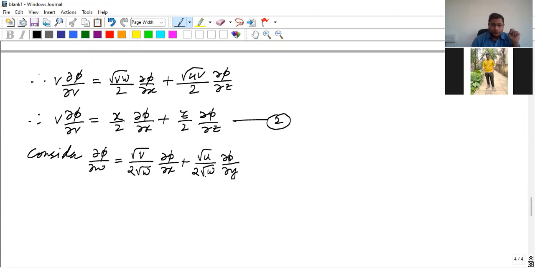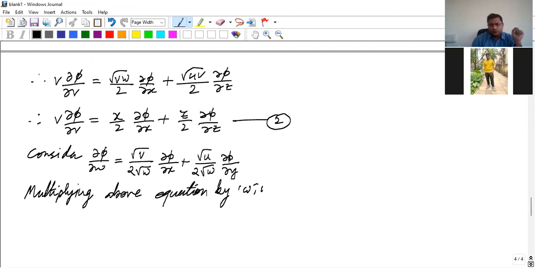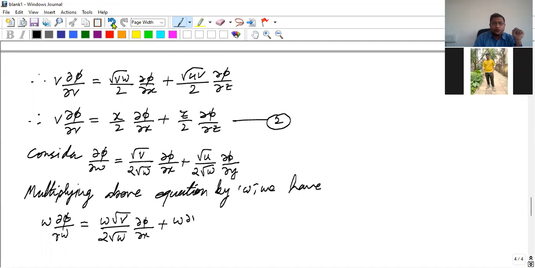Now, next, we have to multiply this equation by w. So multiplying the equation by w, we have w ∂φ/∂w is equal to w root of v upon 2 root of w ∂φ/∂x plus w root of u upon 2 root of w ∂φ/∂y.